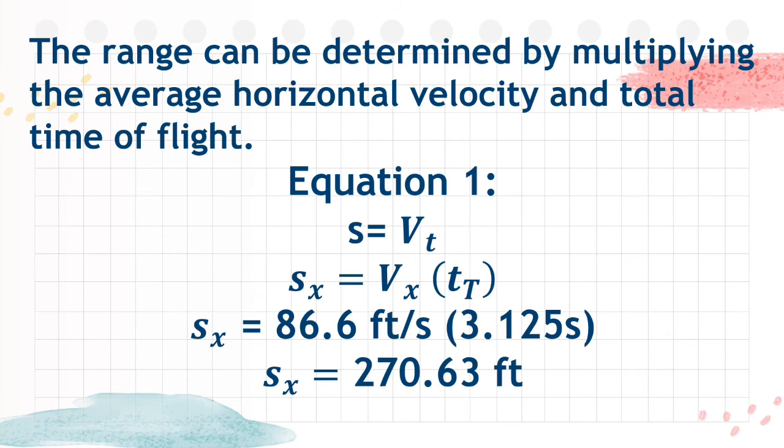So the equation for range is equal to average horizontal velocity times total time of flight. Since we already have the value of our average horizontal velocity and total time of flight, we are just going to substitute them into our equation. Hence, range is equal to 86.6 feet per second times 3.125 seconds. Our range now is equal to 270.63 feet.